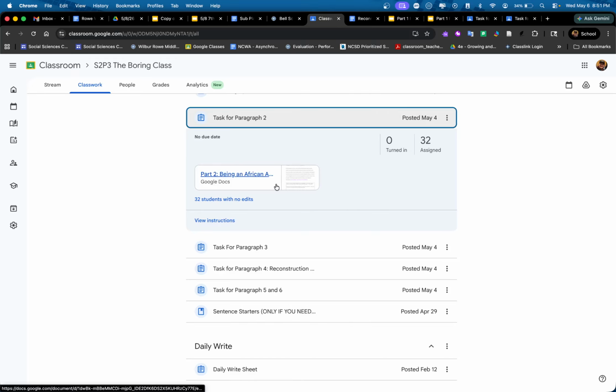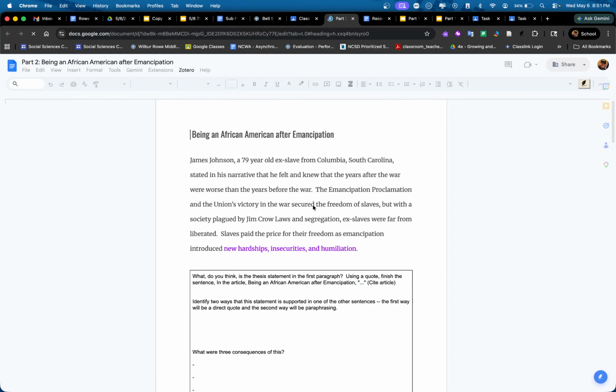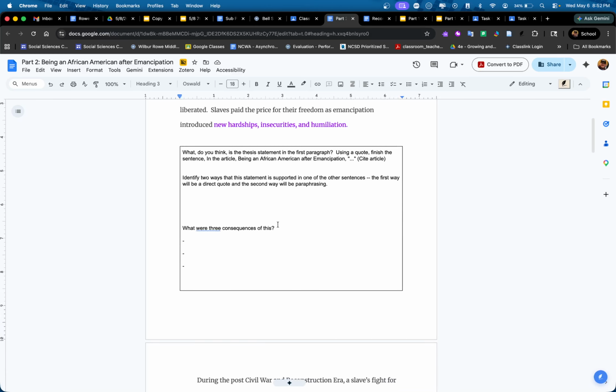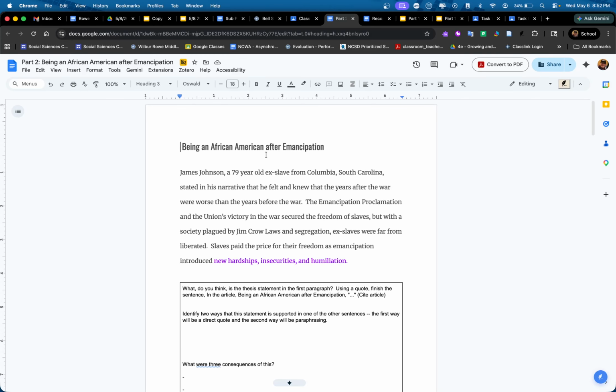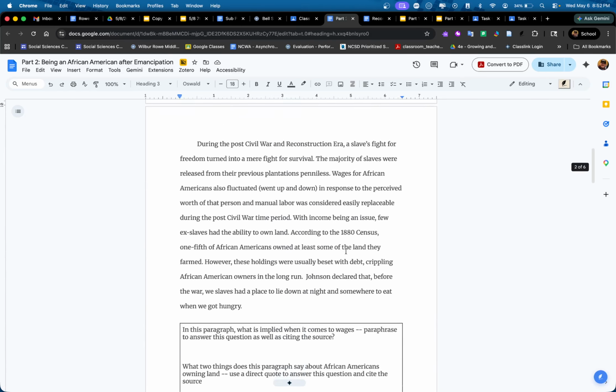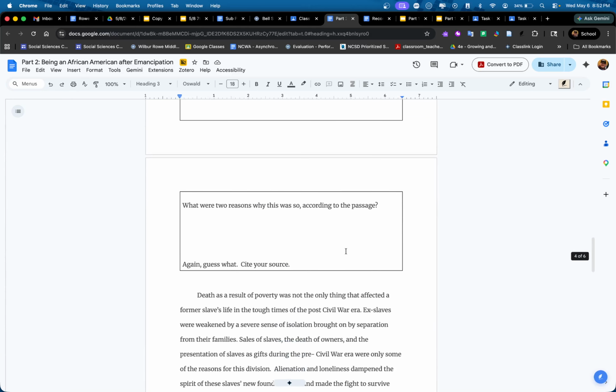And as we keep on going, I want us to look at paragraph 2, if you were able to work on that today. Much easier. It's just looking at the article of being an African American after emancipation. We're looking at James Johnson, a person who was enslaved, and his interview from there. It's all right here. And the article title is called Being an African American After Emancipation. And you just read and go through as you would.